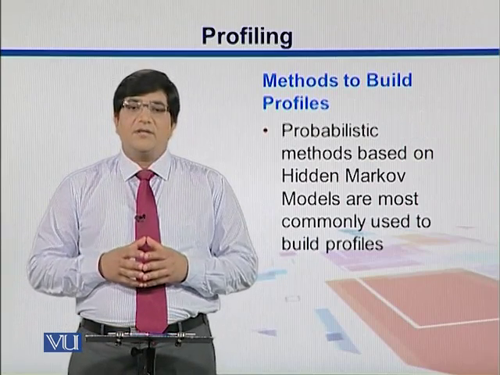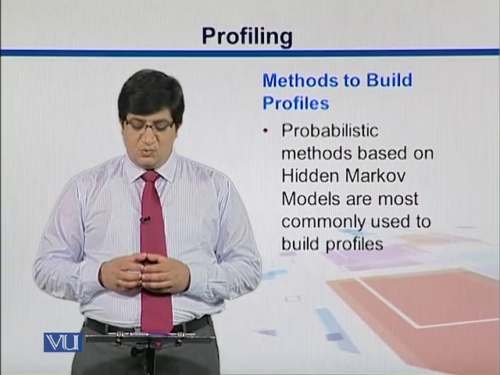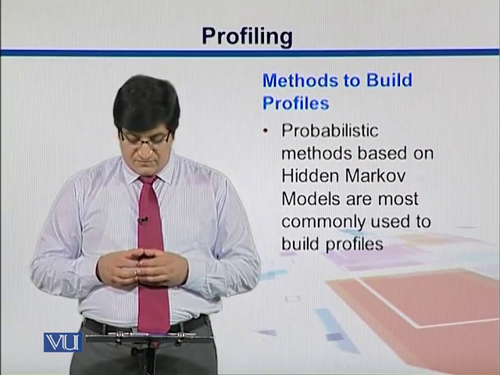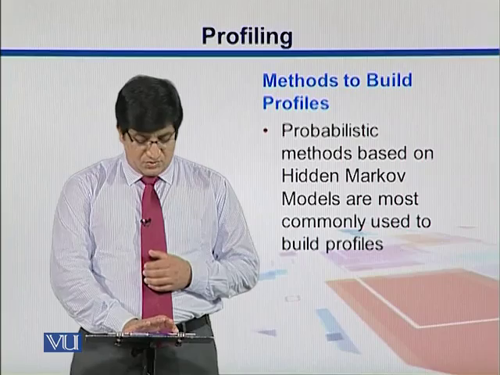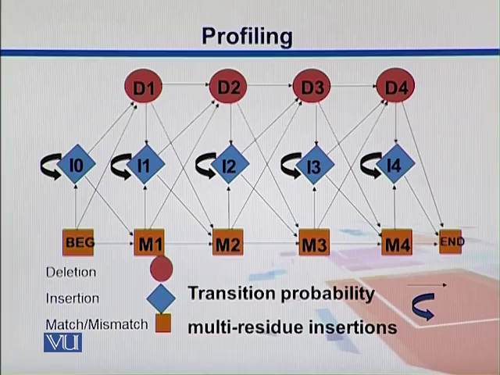There are mainly probabilistic methods in statistics which are used to generate those profiles. One of the most famous examples is the use of hidden Markov models, which can be used to build up the profiles. For example, here we are building a profile for a sequence that can be coming from, say, 4 columns or 4 nucleotide positions. So we can start anywhere.